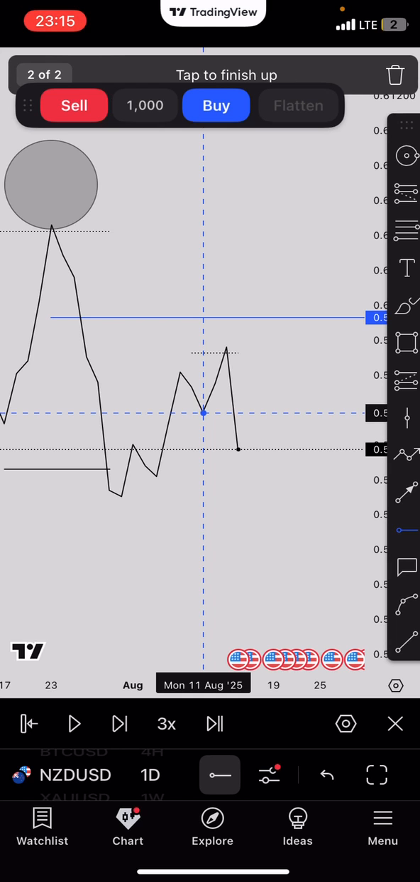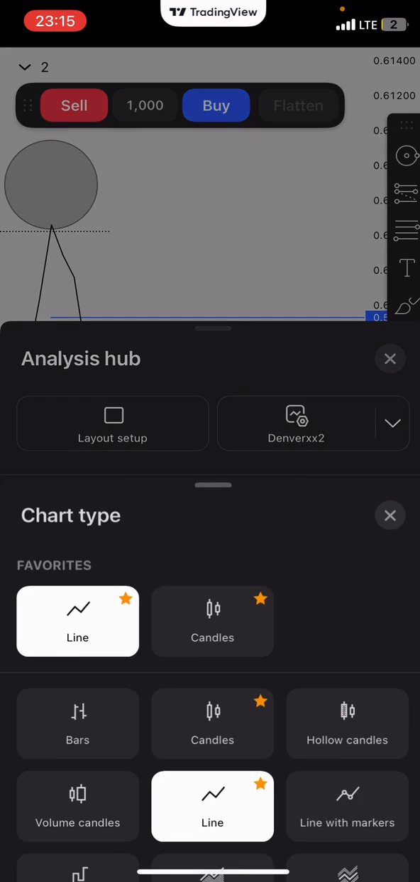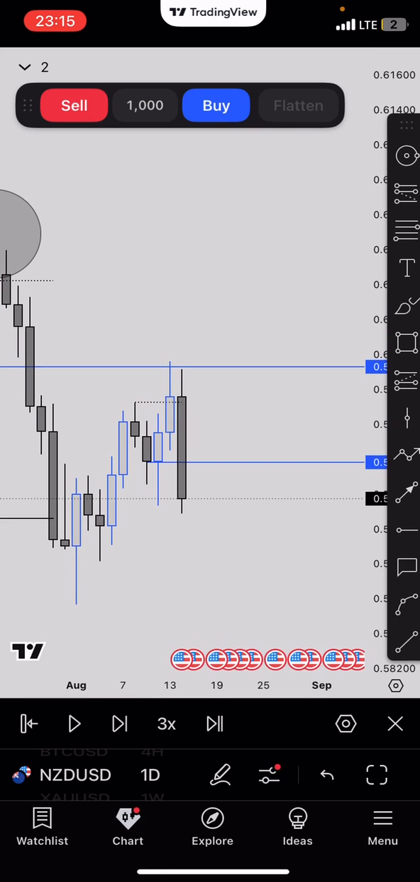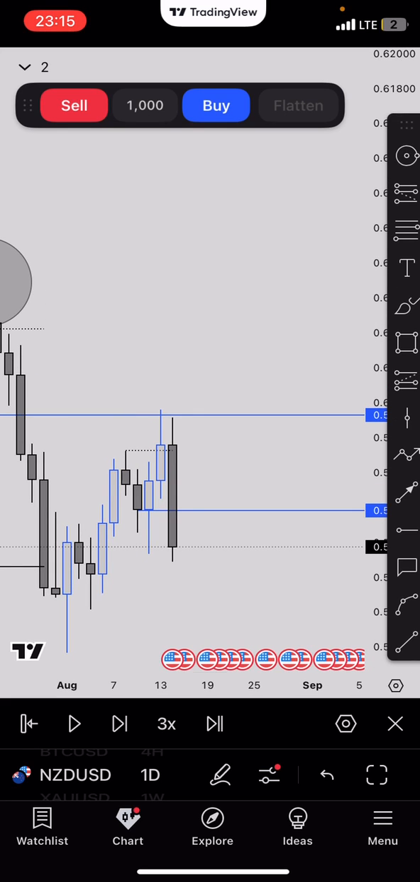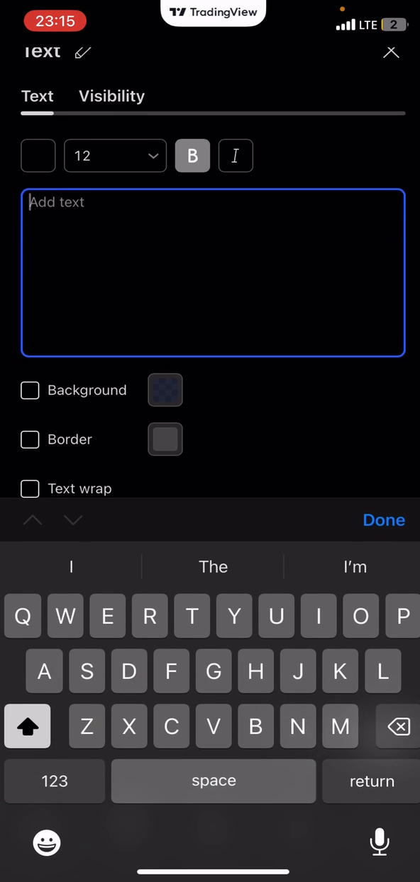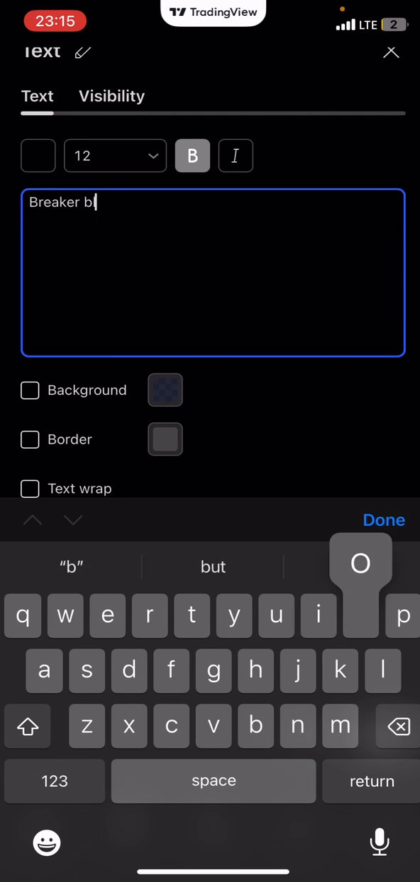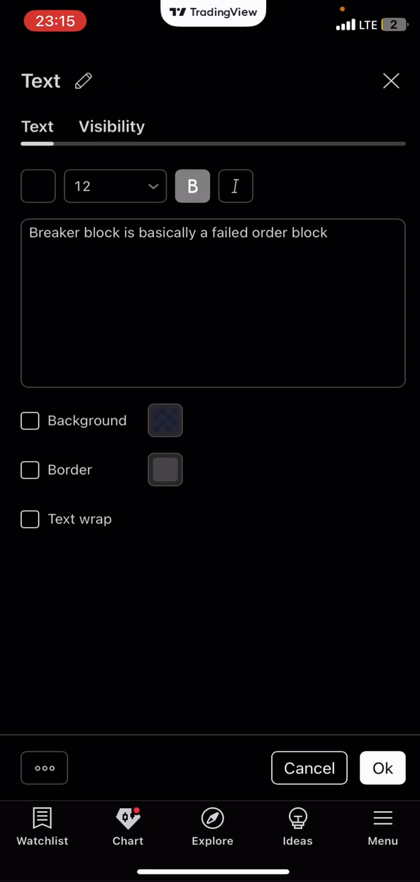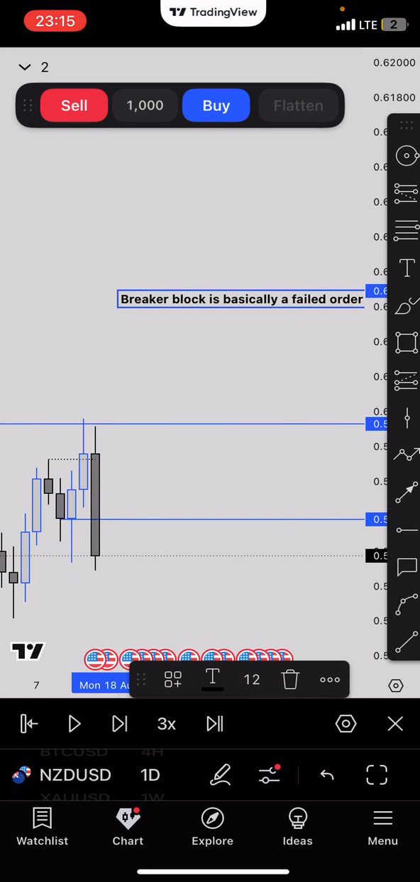So I'll mark this SNR zone, because what you guys call an SNR zone, others will call a breaker block. Now, the concept of the breaker block is what I want to take on today, because a lot of you guys have issues deciding which breaker blocks to use. A breaker block is basically a failed order block.